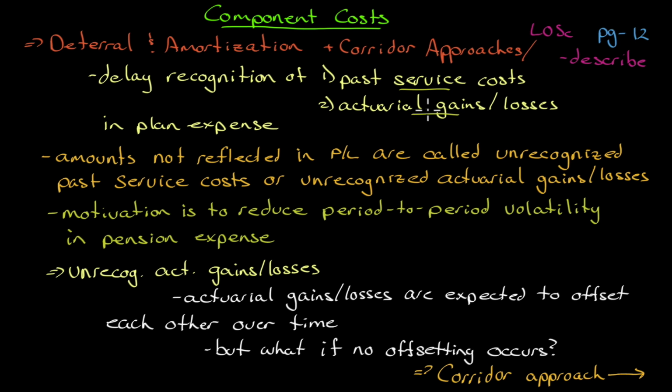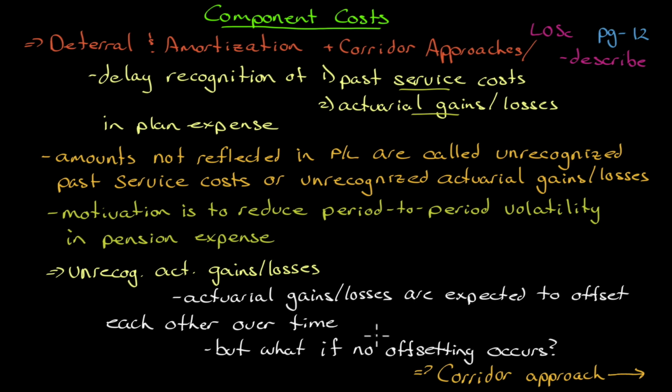I know that words, when it comes to accounting, don't quite make it, but there are some good examples that will show that difference. So let's talk about the unrecognized actuarial gains and losses. And I mentioned this before. These gains and losses are expected to offset each other over time. But what if no offsetting occurs? What if you have underperformance on your assets below your discount rate that you're using for your pension obligation year after year after year? You have actuarial losses that are building and building and building with no offsetting gains.